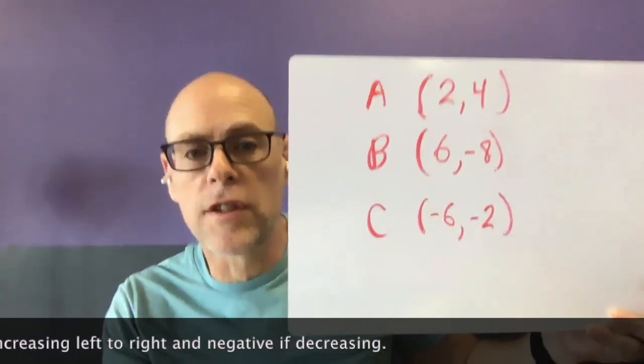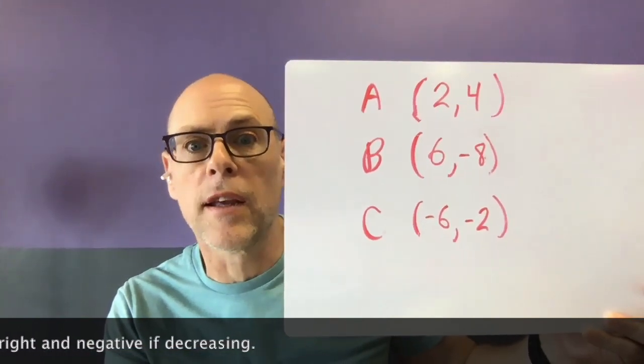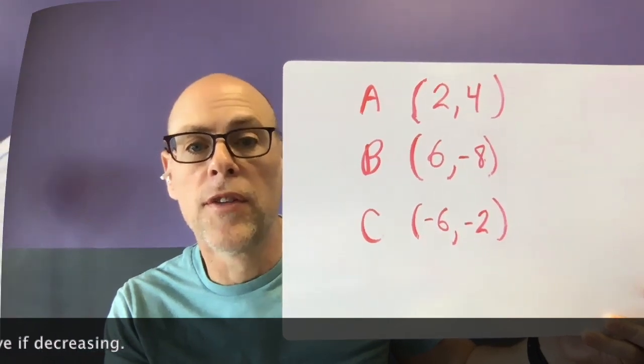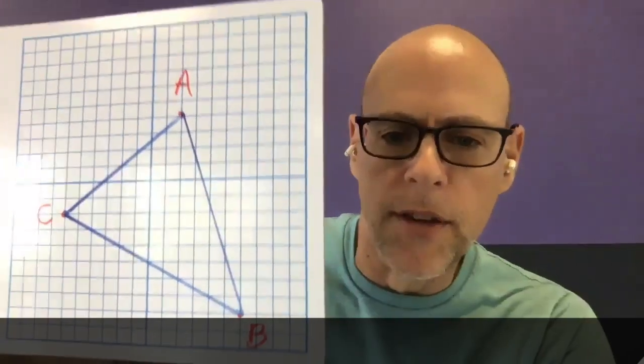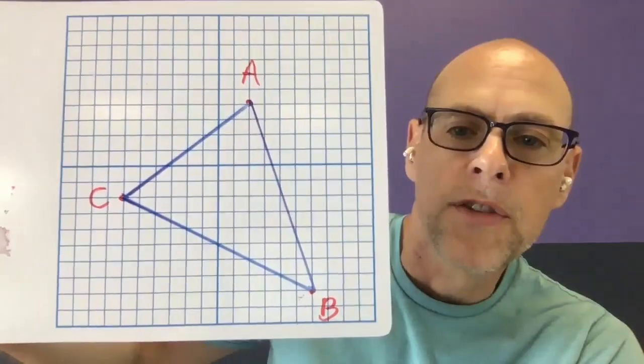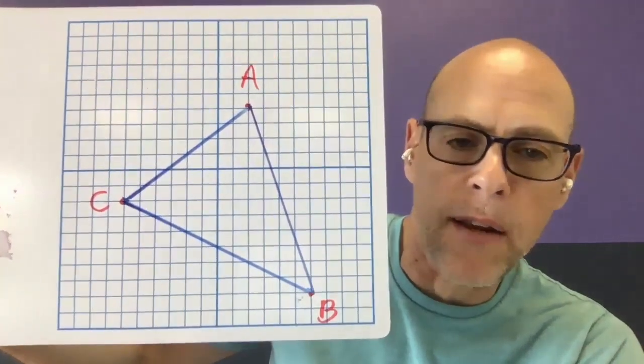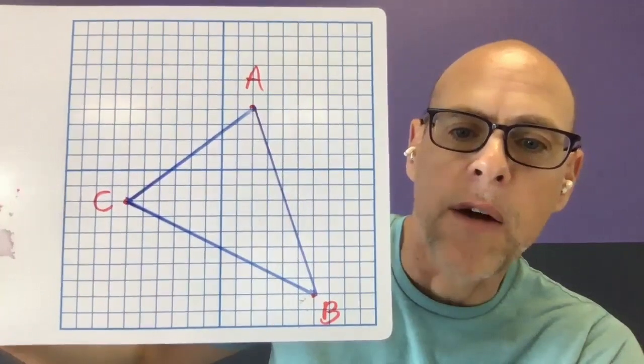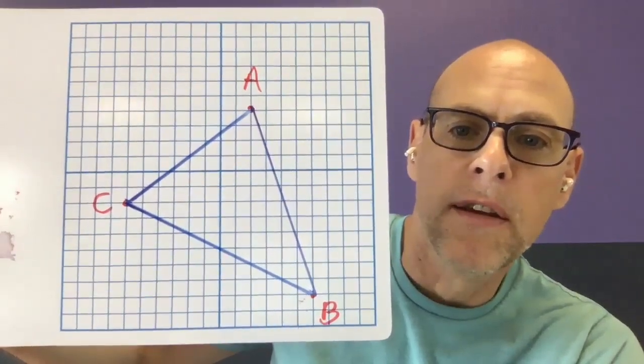Use a straight edge to connect the 3 points and make triangle A, B, C. All right, did you get a triangle that looks something like this? So we don't have any right angles. It's not a right triangle. How are we going to find the height?